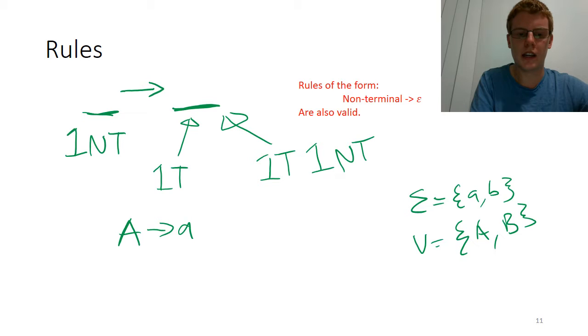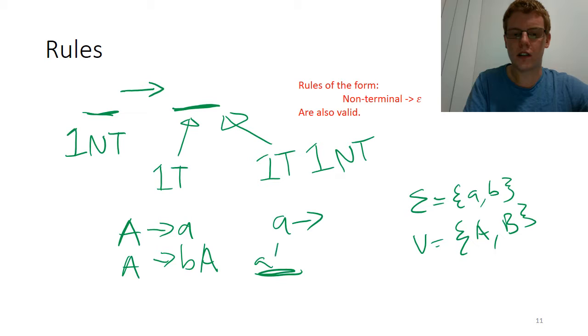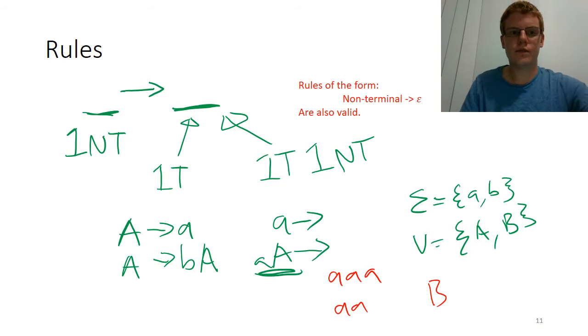Big A goes to little a, big A goes to little b, capital A, but the following rules would obviously not be allowed. So little a goes to anything, any number of multiple symbols on the left-hand side, or rules where we have something other than a single terminal, or a single terminal followed by a single non-terminal on the right-hand side. So rules with say AAA, even AA, or just a single non-terminal would not be allowed.